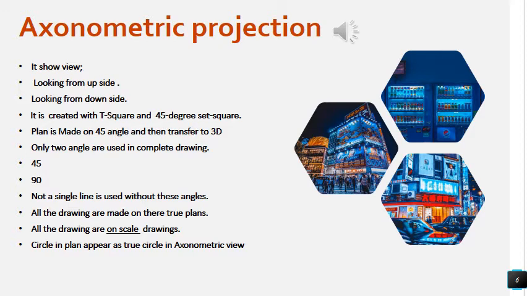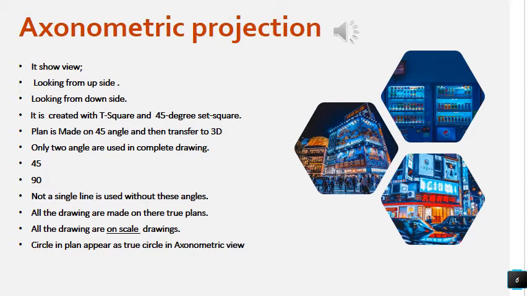If a chair's sitting height or a stool's sitting height is 2 feet at the front, then it will be 2 feet at the back as well. And all of that shows only the view of the object, whether you are looking from the upside, the bird's eye view, or looking from the worm's eye view, at the floor.